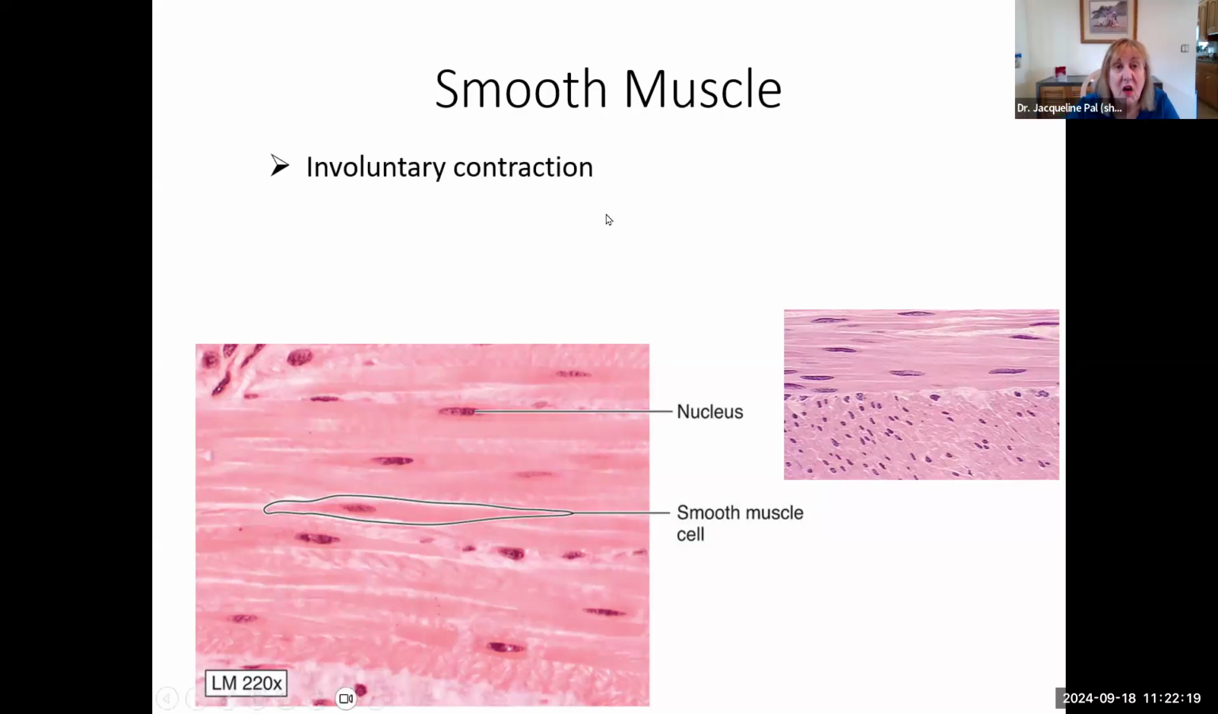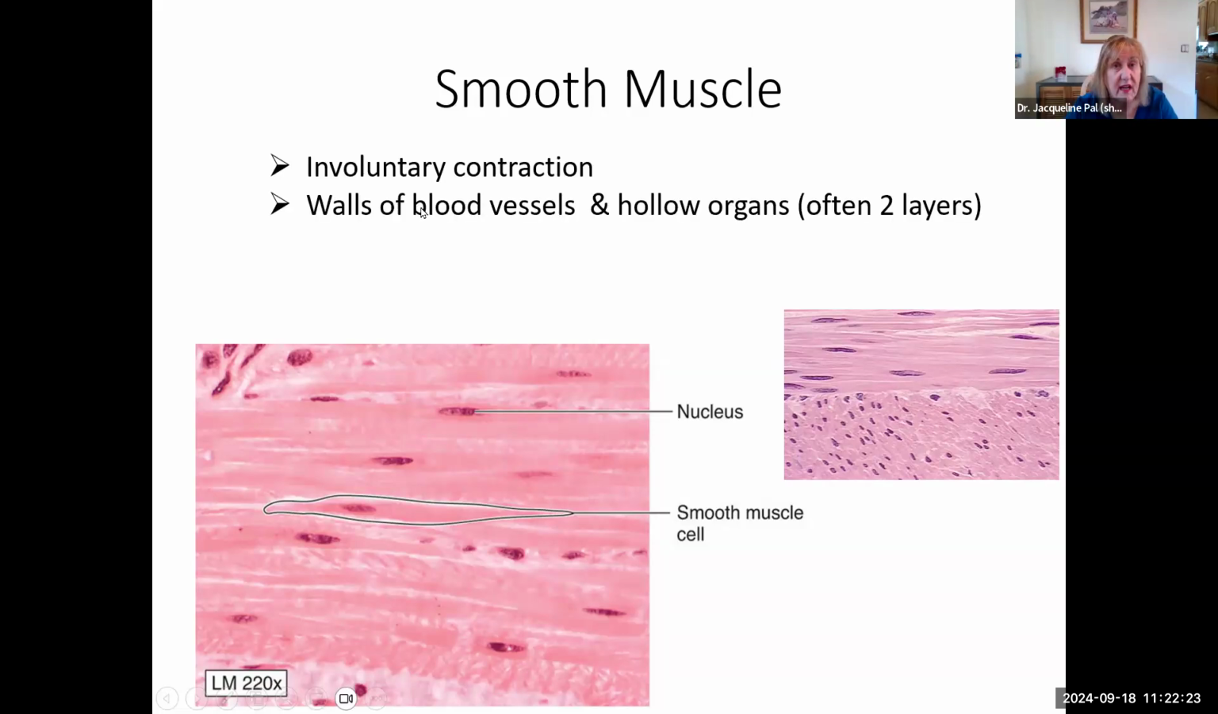Okay. So involuntary contraction makes the uterus contract. They're found in walls of blood vessels. They're also found in all of our hollow organs. So think your intestines, think your uterus, think your stomach, anything that's hollow. And in our hollow organs, we often have two layers, and that's what this picture on the right is showing.